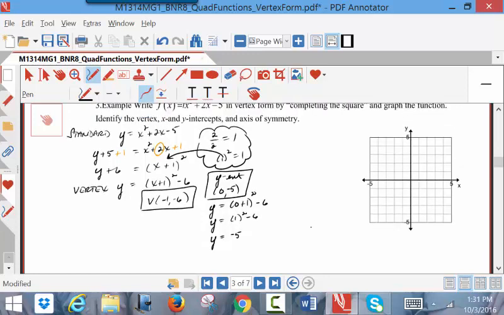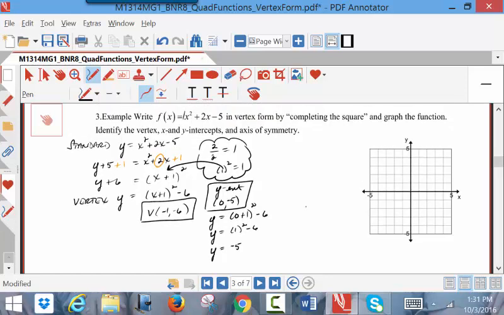Is this going to open up or open down? It's going to open up, right? It opens up because this is a positive in front of my x squared. That's a positive 1 that we don't ever write, but it's positive. And because of that, it's going to open up. Let's take a look at it. So -1, -6. I'm going to have to get bigger little grids on here. There's my vertex. It opens up. It goes to the point 0, -5.